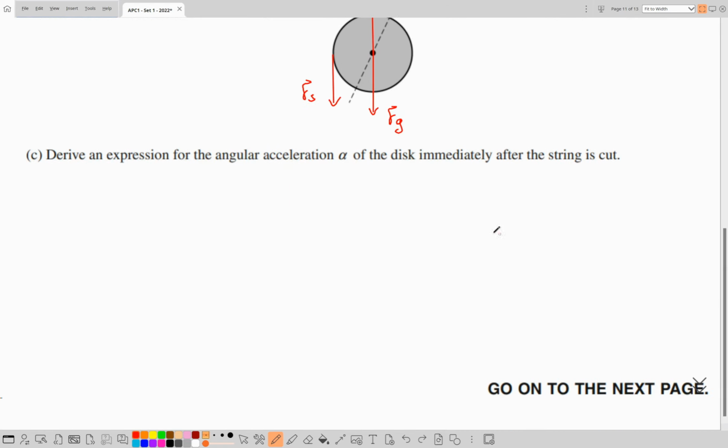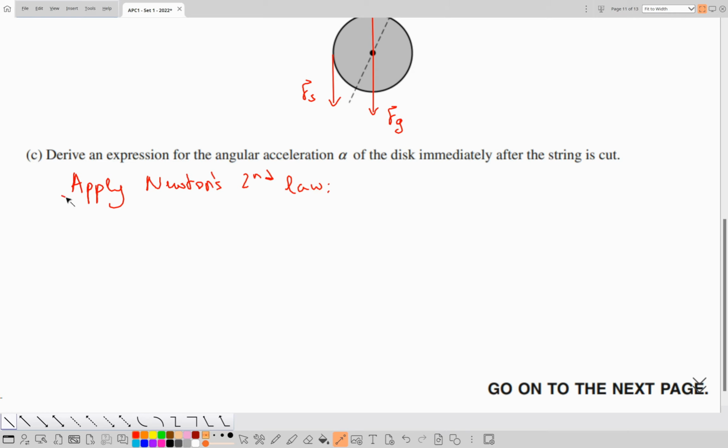Now, derive an expression for the angular acceleration alpha of the disk immediately after the string is cut. We know that alpha in such type of exercises always and forever is determined by Newton's second law. Then let me write: apply Newton's second law, because this is a big law. We need to mention the law that we're using. It's not important whether we write down for rotation or for translation.